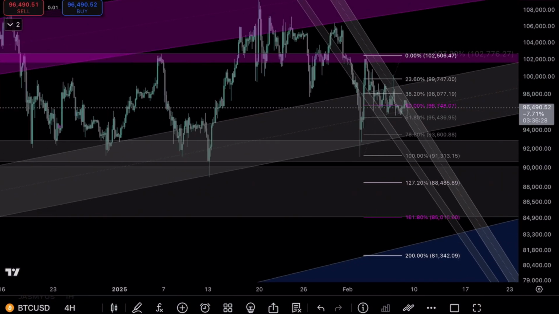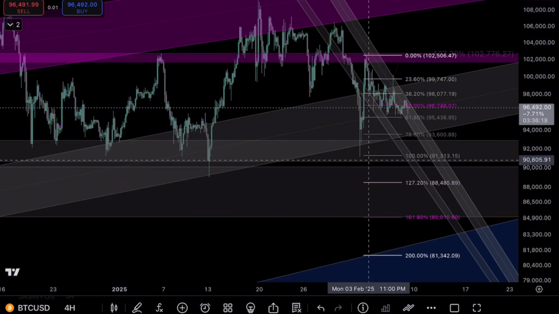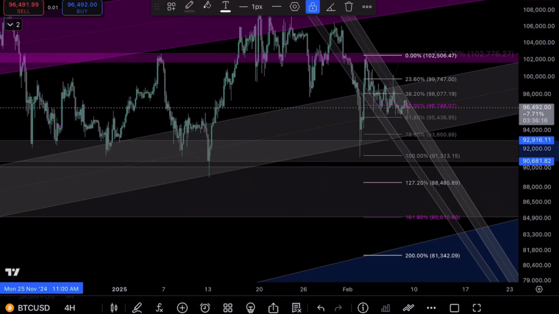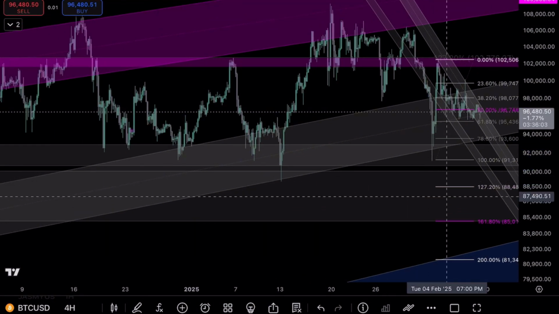So this would be, I would pay attention to the 78% line, and then this support area that I just drew, which is between 92 and 90,000, and see, does it stay on that support and go up like it has done before, or does it want to make its way further down? So that's it for Bitcoin.